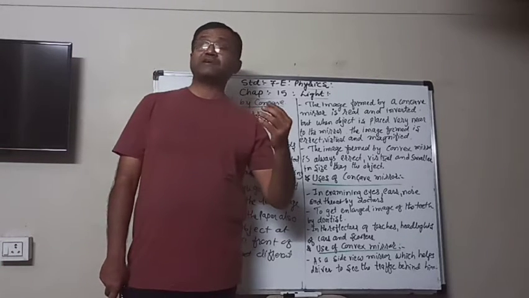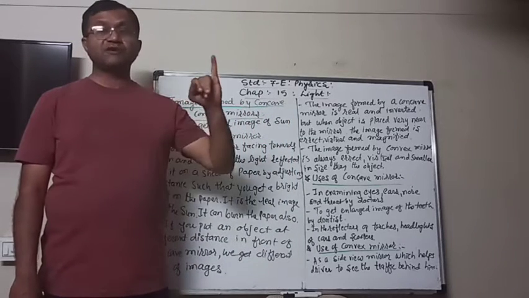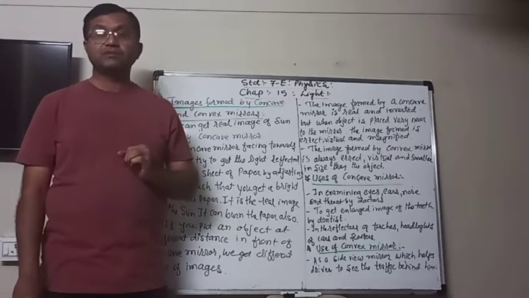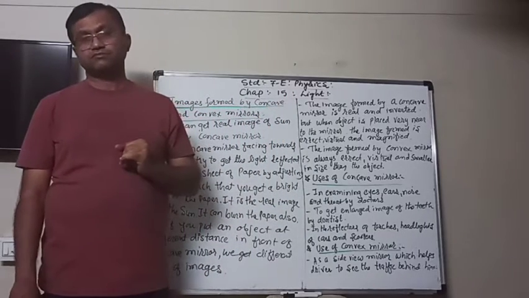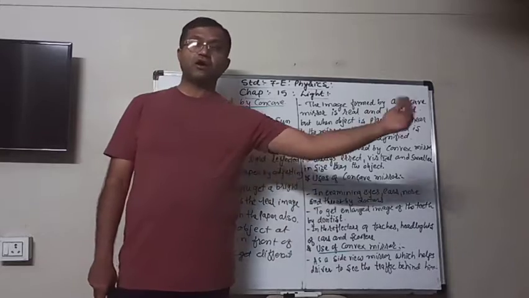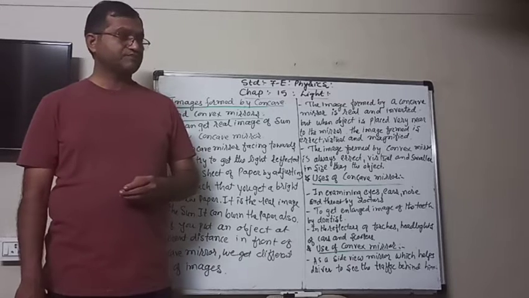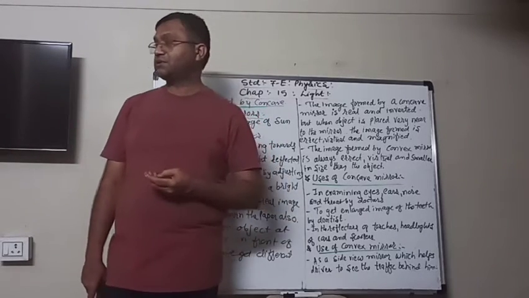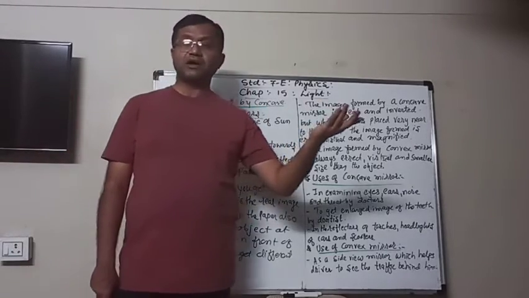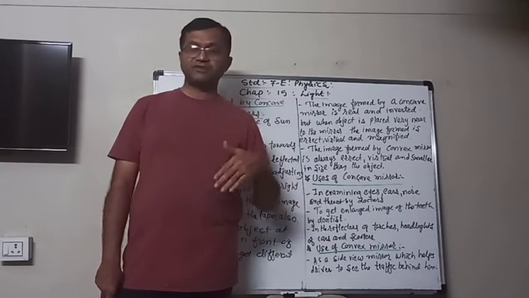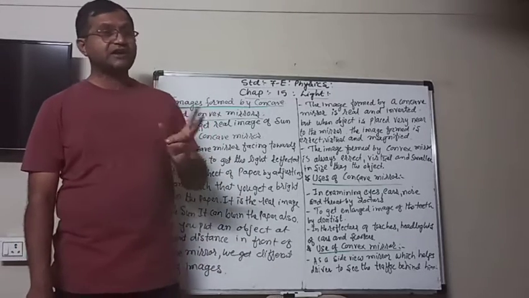We also learned the characteristics of image formed by plane mirror, that it is always erect and virtual. It is of the same size as the object. It is at the same distance as the object. But the only thing was that it was laterally inverted. It means that the left side of the object seems like right in the image and right side of the object seems like left in the image. Means left and right side are inverted.